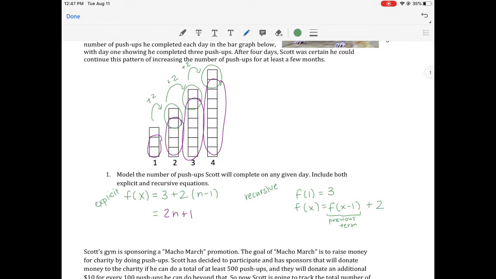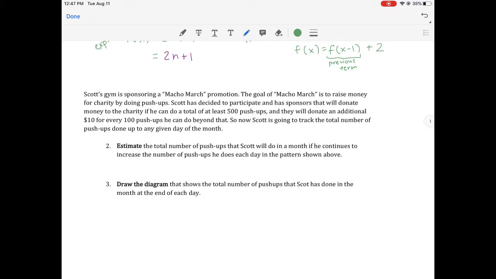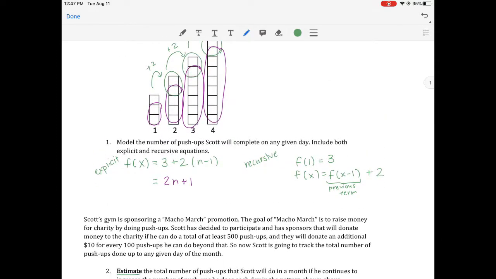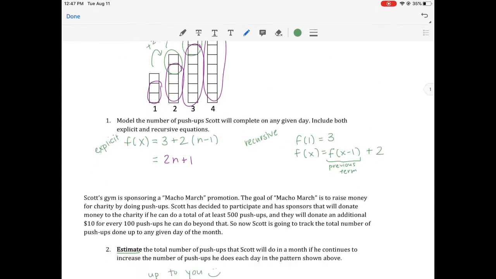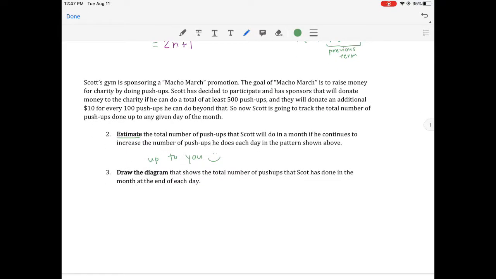5. So, as we take a look now, and we're looking at the total, this first one says to estimate. So really, it's up to you, right? Use your estimation skills. I hope you guessed more than 9, because we saw 9 on just day 4, but how many would he have done in a month? Okay, and then we want a diagram that shows the total number of push-ups he's done.